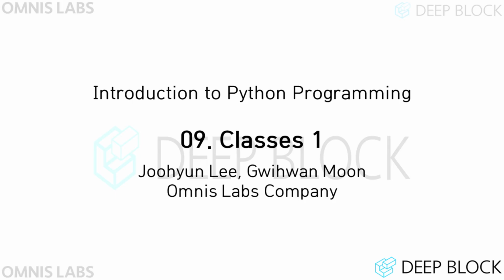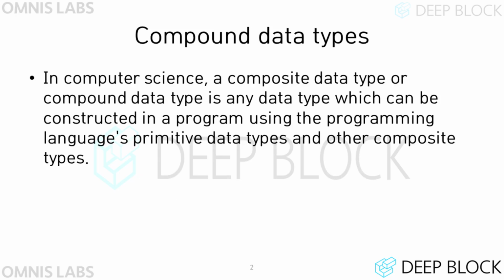Hello, today we're going to learn about classes. In computer science, a compound data type refers to a data type that can be created by combining primitive data types or other compound data types.